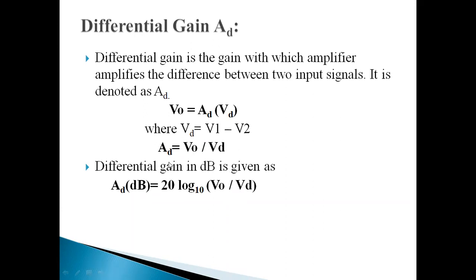Mathematically, the differential gain can also be defined as the ratio of output voltage to the difference voltage. The ratio of output voltage and difference voltage is represented as the differential gain. Okay. And in decibels, we can also write it, that is AD in dB is equal to 20 log of V0 by VD. So this is the mathematical equation we should remember when we are doing some problems on the differential gain.